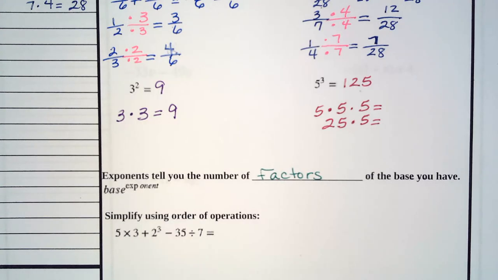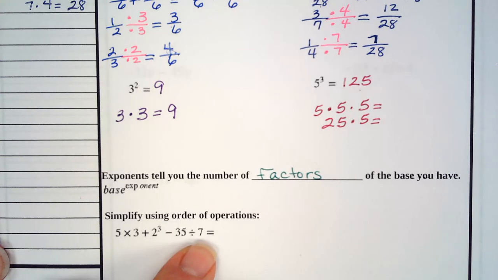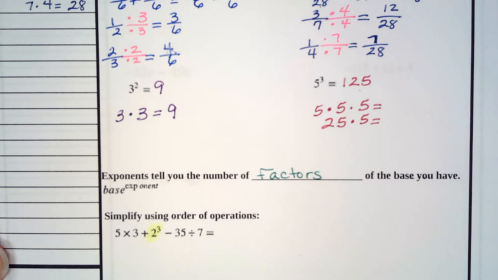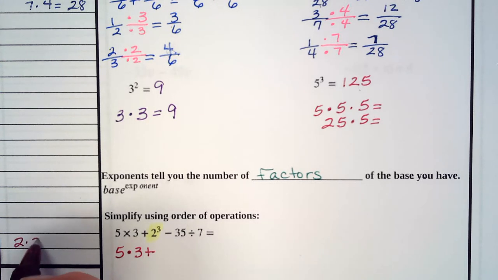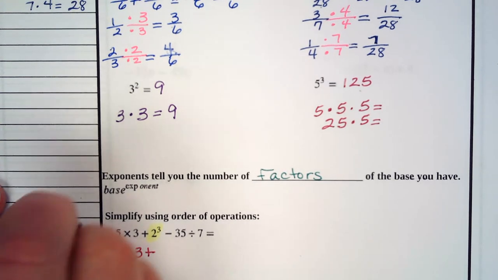So we're going to simplify using order of operations. Well, that's that PEMDAS. So if I am looking at the first, do I have any parentheses? No. How about exponents? Yes, there's my exponents. That is the first thing I need to do. Okay, 2 times 2 times 2. 2 times 2 is 4, times 2 is 8. So 2 to the third power is the number 8.